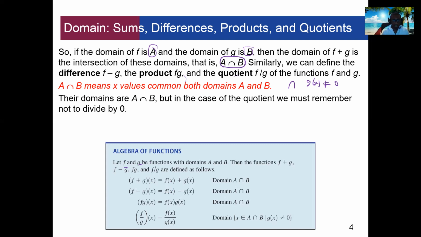And as we have defined before, f plus g of x is the same as f of x plus g of x, and their domain is A intersection B. The same for the difference and the same for the product, except that when we come to the quotient, you don't want to divide by 0. So x belongs to the intersection, what is common to both the domains of the individual functions.